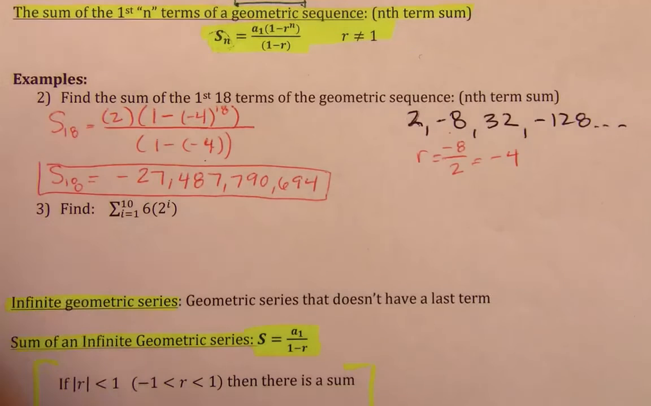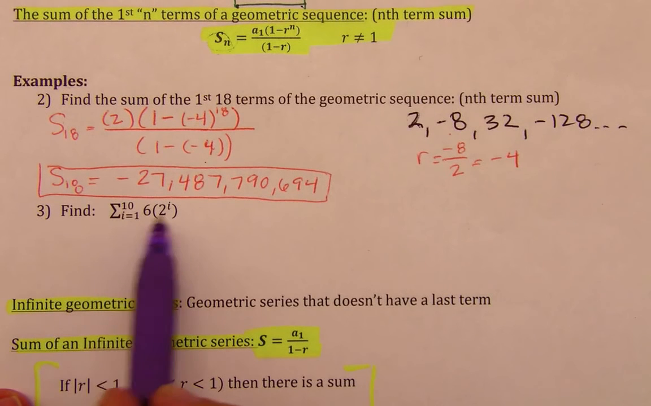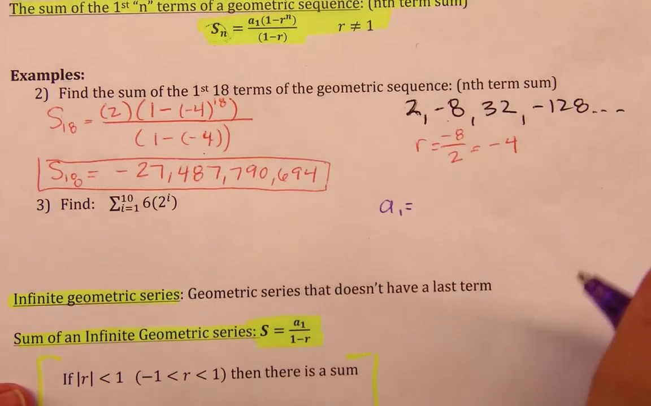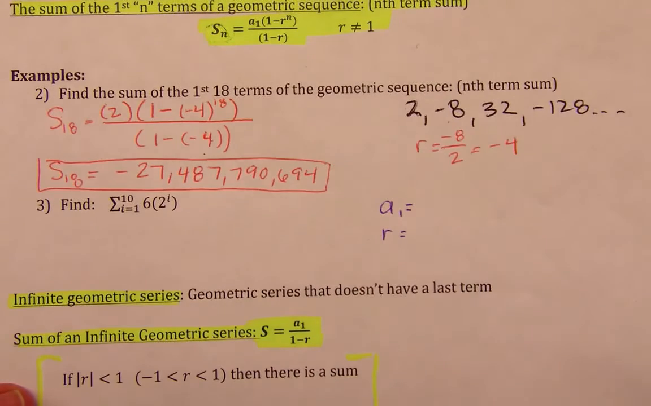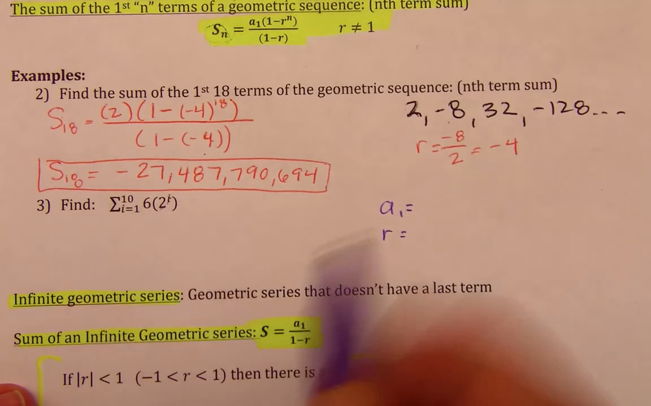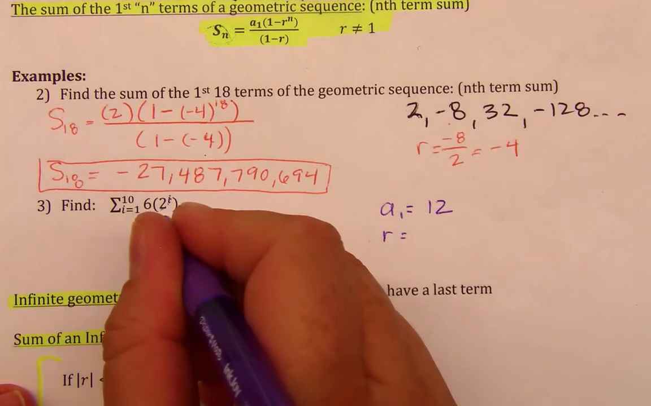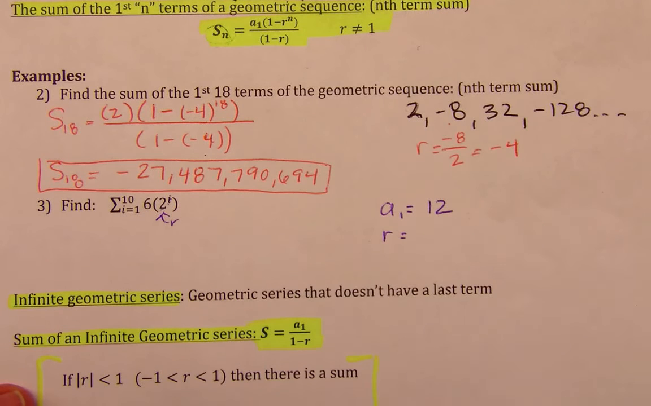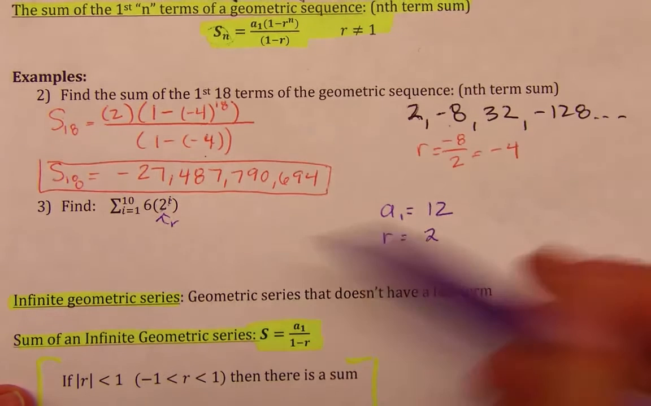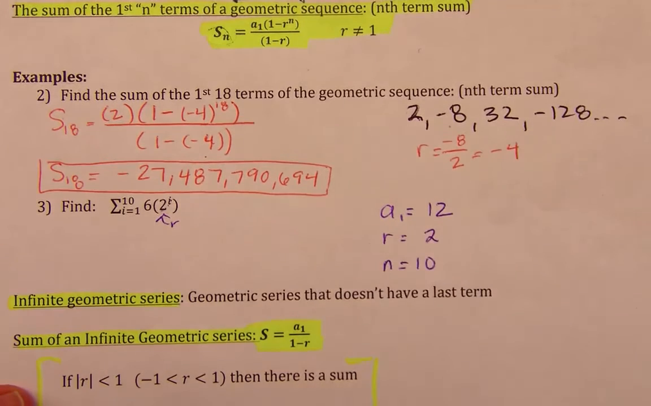Now the next one shows us summation notation again. We're starting at 1, going to 10, and this is our formula right here. So we need to find our first term and our common ratio. Plugging in 1 here, 2 to the first power is 2, times 6 is 12. And our common ratio is actually this right here. Whatever the base is of your exponent is our common ratio. And from 1 to 10, we're summing 10 terms.